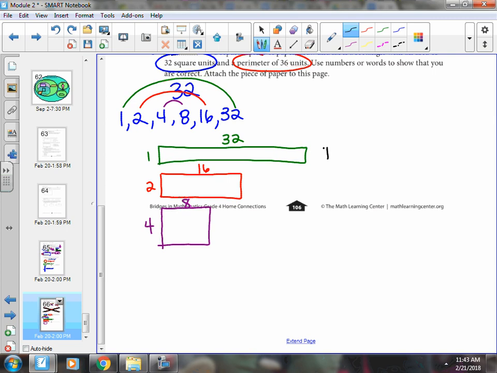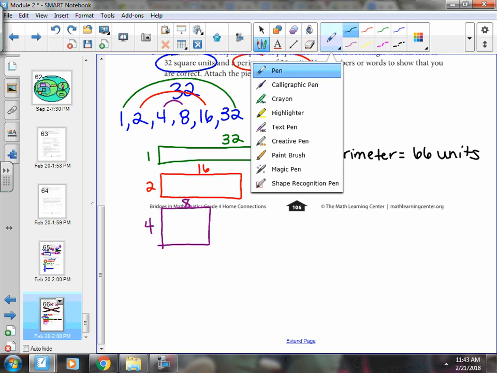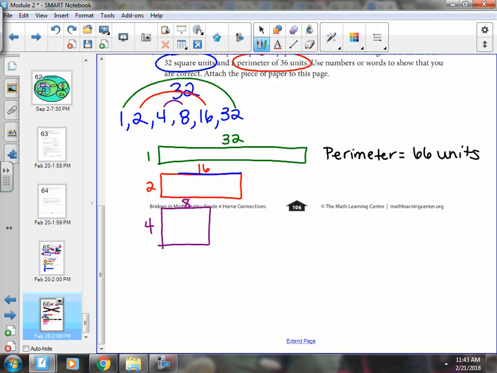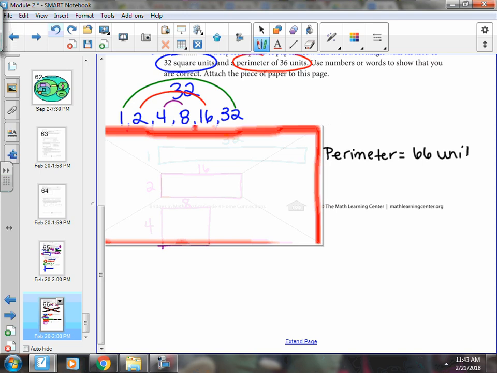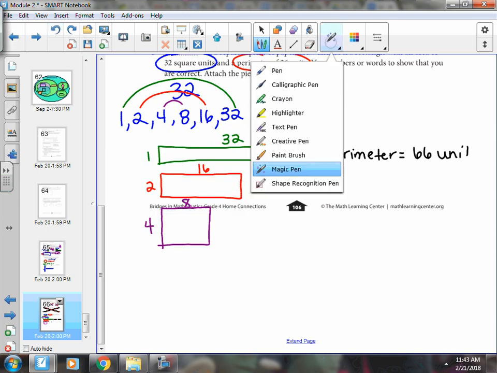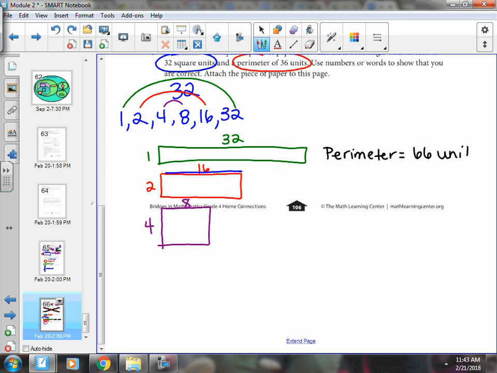because it has a perimeter of 66. If I were to add 16 plus 2, that's 18, and 16 plus 2, that's another 18. That's 36. So that would be a perimeter of 36. And isn't that what we were looking for?